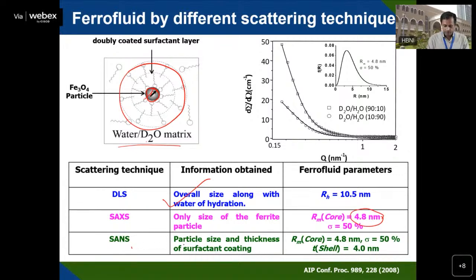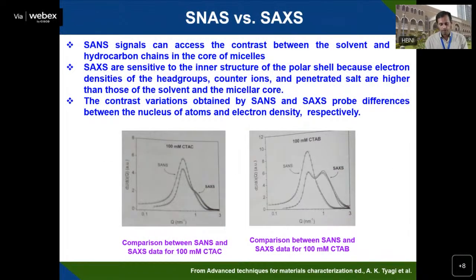But in the SANS study, you get the particle size and the thickness both. You can see you are getting about 4.8 nanometer core and 4 nanometer shell, a total of about 9.8 nanometer. But in DLS, you are getting both core and shell as about 10.5 nanometer. So you are almost getting both core and shell information using this type of study. But if you see both SANS and SAXS, they can be used as complementary to support each other.